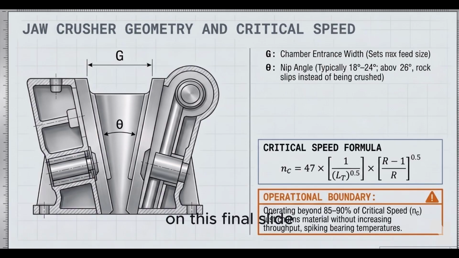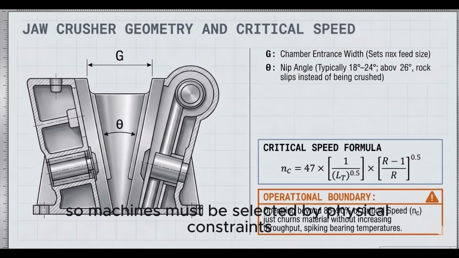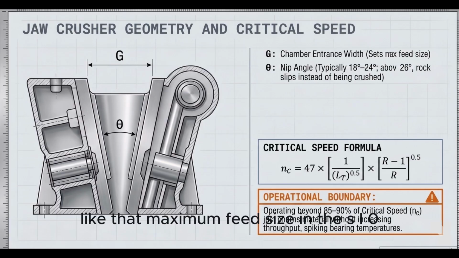All right. On this final slide, we combine these paradigms into the master selection matrix. So machines must be selected by physical constraints, like that maximum feed size and the SiO₂ content, before refining for capacity or cubical product shape. You have to respect the kinetic limits.